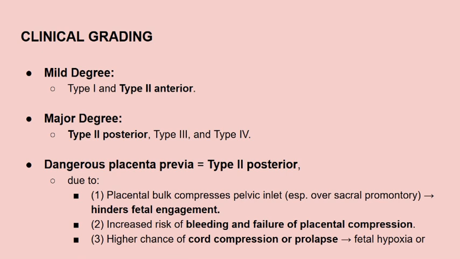Also, there's an increased risk of bleeding because the placenta cannot be compressed by the presenting part. And there's also an increased chance of cord compression or cord prolapse, which can lead to fetal hypoxia. So you must note that when you have a type 2 placenta that is posterior or a type 2B, it is particularly dangerous because you may not have cesarean section indicated, and if they go into labor or late in pregnancy, they could have more torrential bleeding.